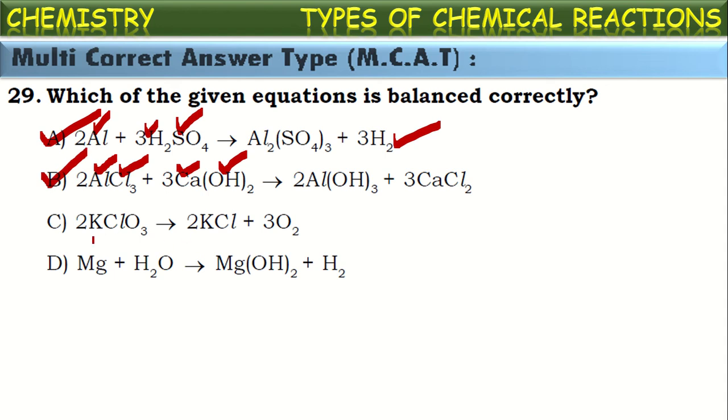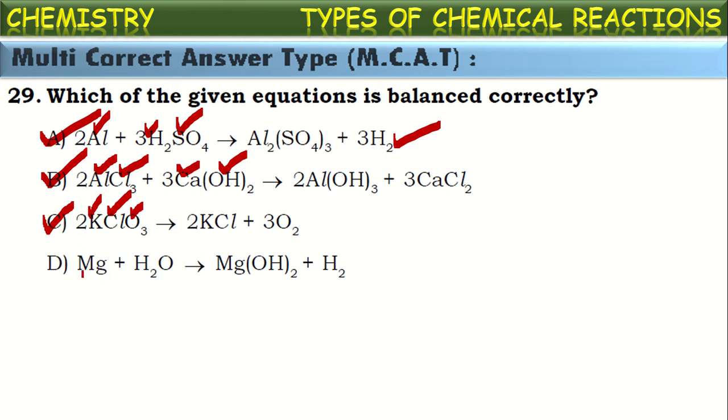What about this one here? Two potassium atoms, two potassiums on the right hand side also, balanced. Two chlorines on the left hand side, two chlorines on the right hand side also, balanced. Six oxygen atoms on the left hand side, here also six oxygens. So all the atoms are equal on both sides. So it is also a balanced chemical equation. Right? Next one.